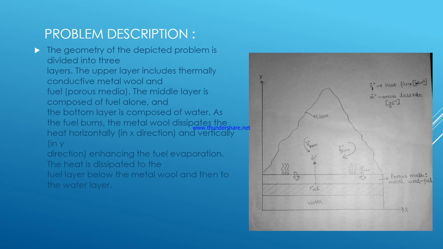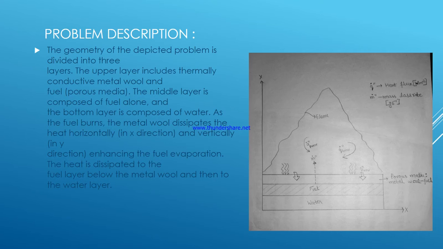As the fuel burns, the metal wool dissipates the heat horizontally in the x direction as well as in the vertical direction or the y direction, thus enhancing the fuel evaporation. The heat is dissipated to the fuel layer below the metal wool and then to the water layer.